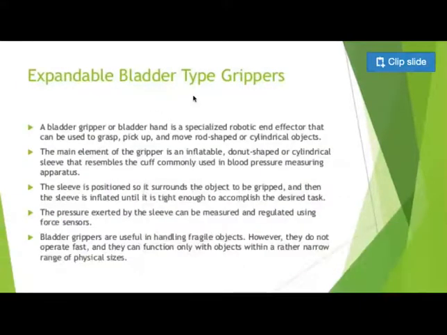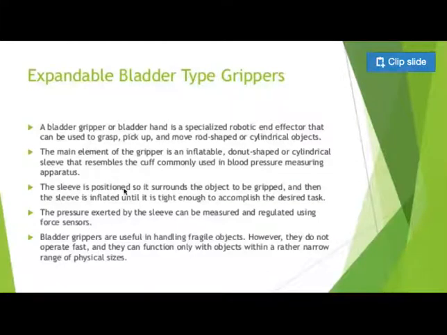Now, this is what expandable bladder type grippers are. A bladder gripper or bladder hand is a specialized robotic end effector that can be used to grasp, pick up, and move rod-shaped or cylindrical objects, right? The main element of the gripper is an inflatable donut-shaped or cylindrical sleeve that resembles the cuff commonly used in blood pressure measuring apparatus.